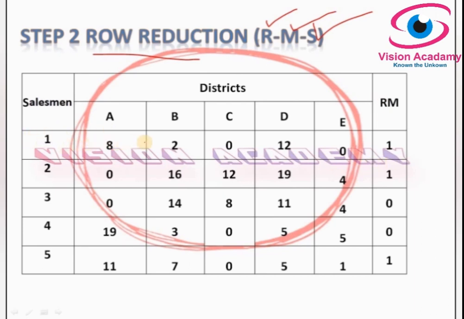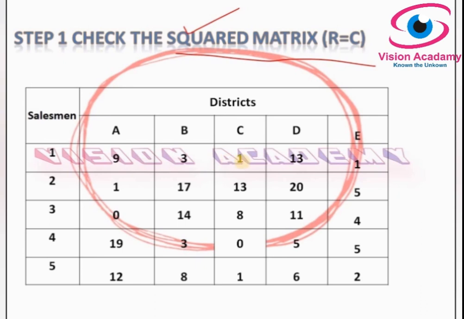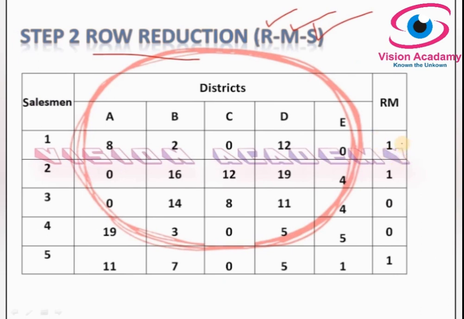Let us go back to the opportunity loss matrix. Here, look at here. Here 1 is the row minimum, and here also 1 is the row minimum. Here 0 is the row minimum, and here again 0 is the row minimum, and here 1 is the row minimum. That is what I have taken here. So 1, 1, 0, 0 and 1.